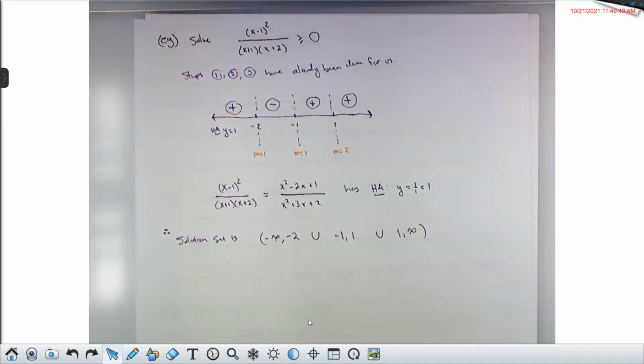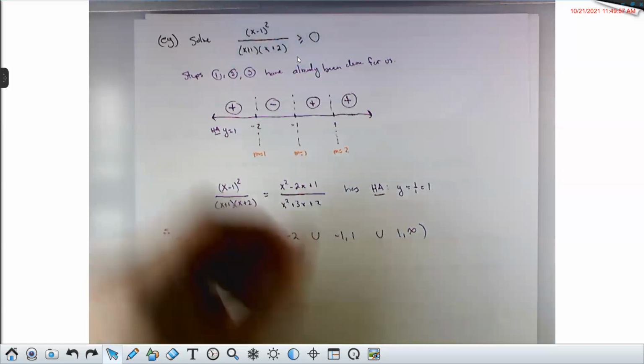Would -2 be parentheses? Good. So the -2 is coming from this factor downstairs, which means he gets a parentheses, not a bracket. If we plug -2 into this apparatus, the bottom will be 0, so I cannot include him.